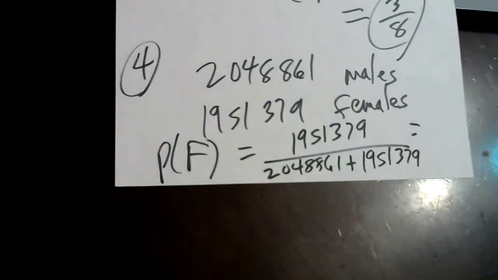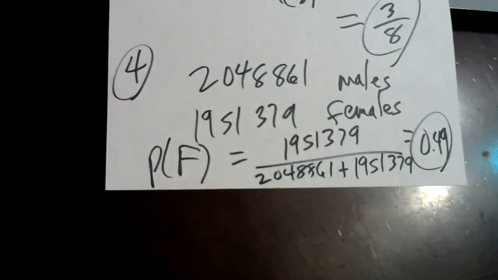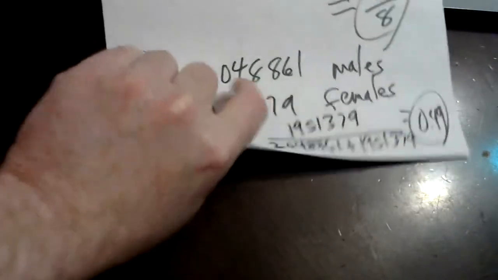So just plug all that into a calculator. And you might want to put your bottom in parentheses there because it is a sum. But if we round it to the nearest hundredth, I get about 0.49. So that one was a lot easier than the one before it, but not quite as interesting. Let's do number 5.